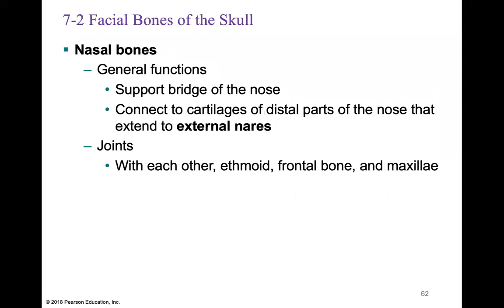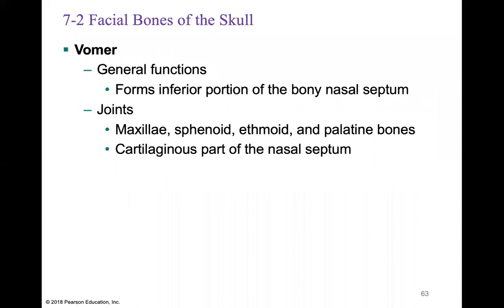Your nasal bones support the bridge of the nose. They connect to cartilage of the distal parts of the nose that extend to the external nares. The nasal bones will form joints with each other, the ethmoid, frontal, and maxilla bones. Your vomer forms the inferior portion of the bony nasal septum, and this will form joints with the maxilla, sphenoid, ethmoid, and palatine bones. This will also allow for attachment of the cartilage part of the nasal septum.